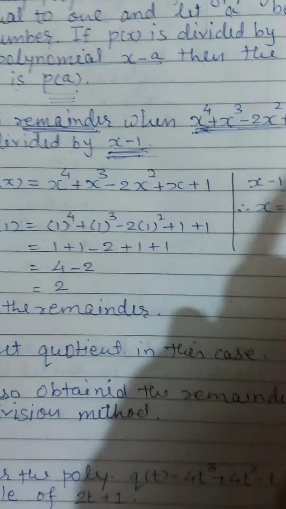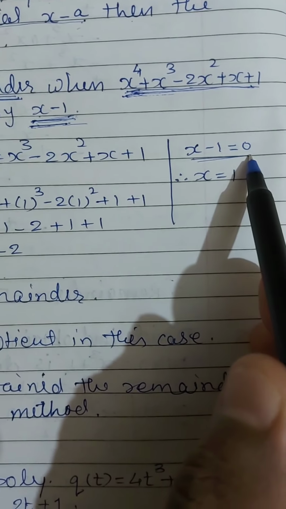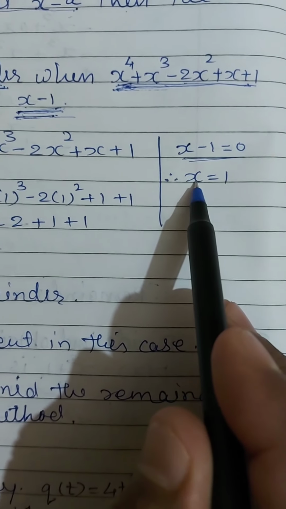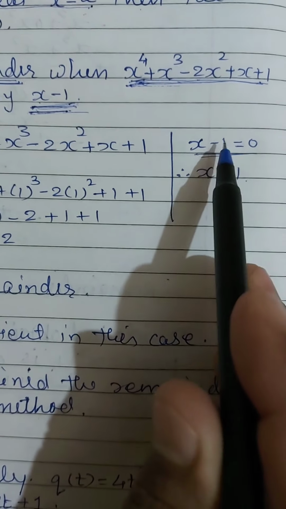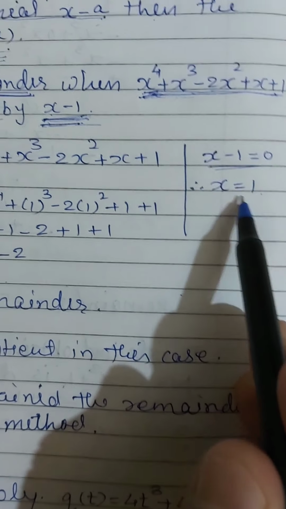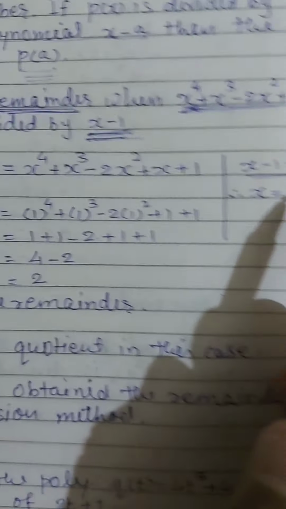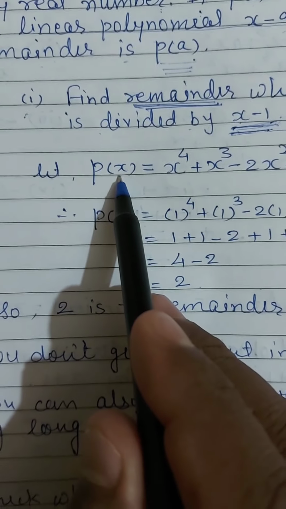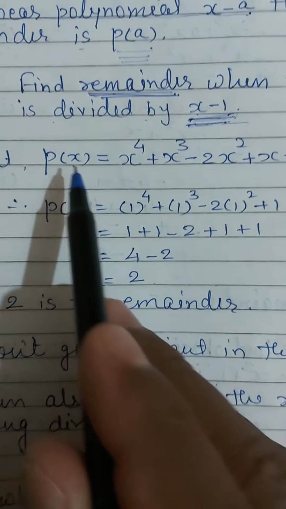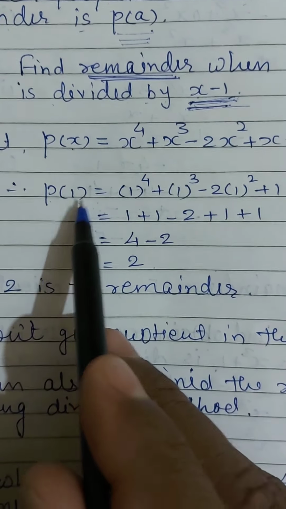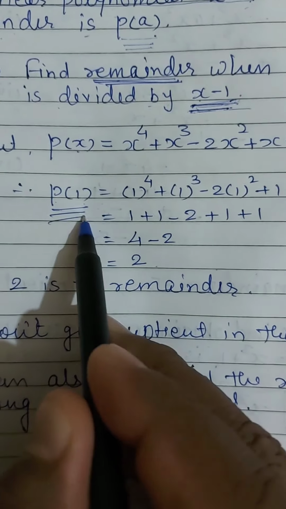Okay, now start this. x minus 1 is here. Equate this x minus 1 with 0. So what should be the value of x here? That is plus 1. Take this minus 1 to the other side, so it will become plus 1. Now put this 1 in place of x. So what will you have? P(1). P(1) is the remainder.